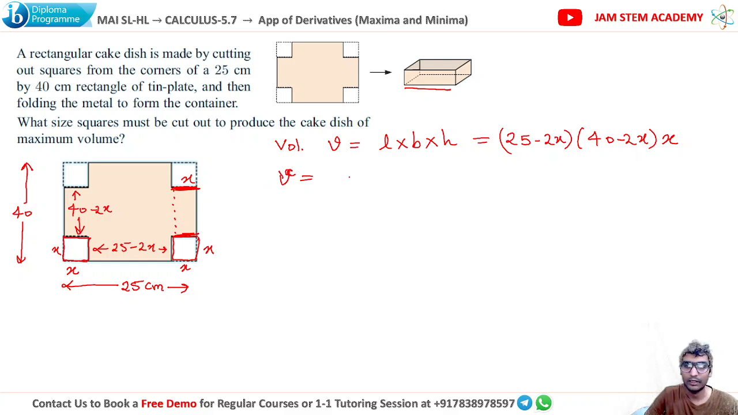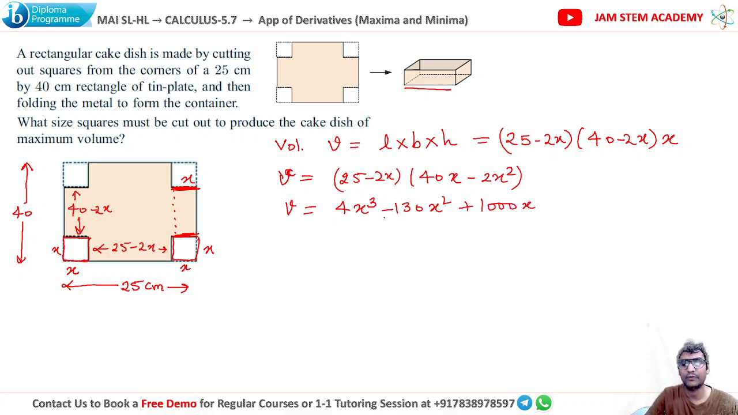So we will get 25 minus 2x multiplied by this 40x minus 2x squared. Further simplify this and let me write the value. It comes out as, after simplification, 4x cube, then minus 130x squared plus 1000x. That's the volume expression in terms of x.